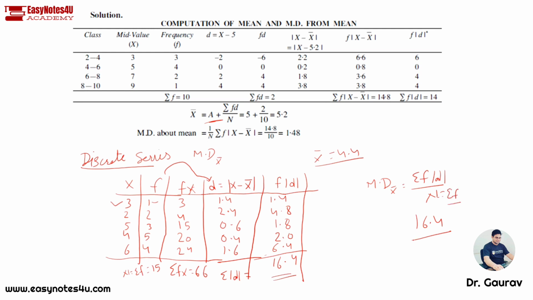n is equal to summation f, so what will the value of summation f is 15। so you can calculate the mean deviation from mean, so the value will be like something 0.9 something like that.